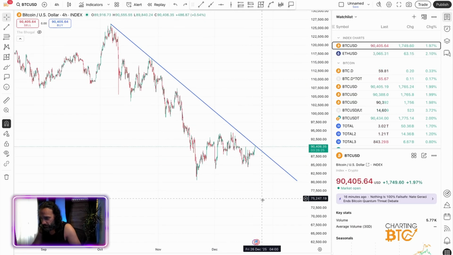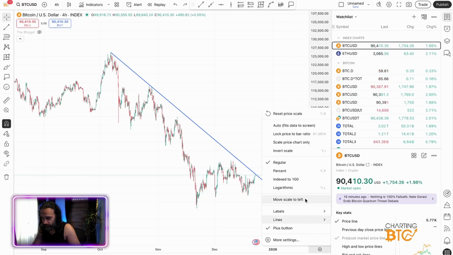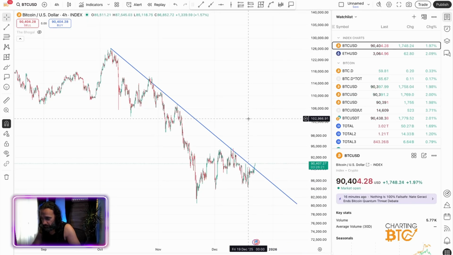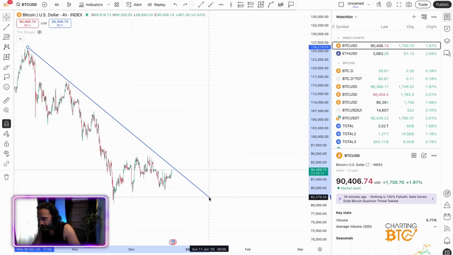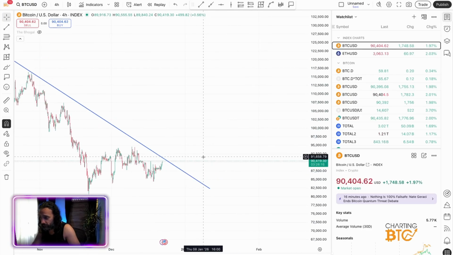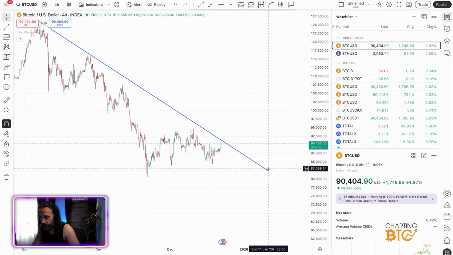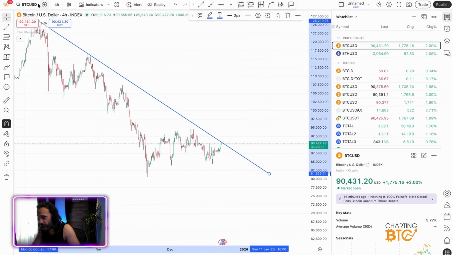So for me, I'm using the log chart. So for me, we haven't broken this yet. We're still quite a way away. Almost there. But I'm not getting excited until it breaks through and it stays above that.